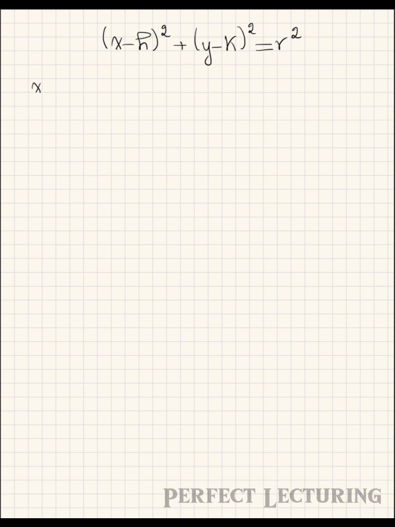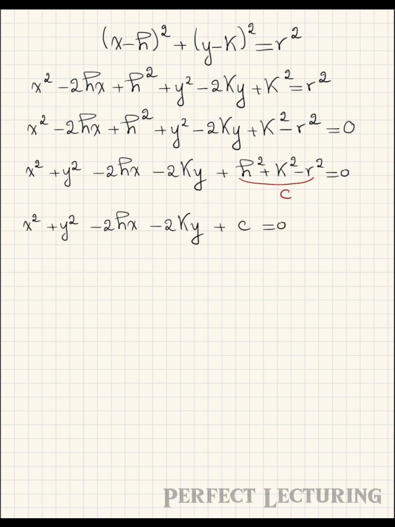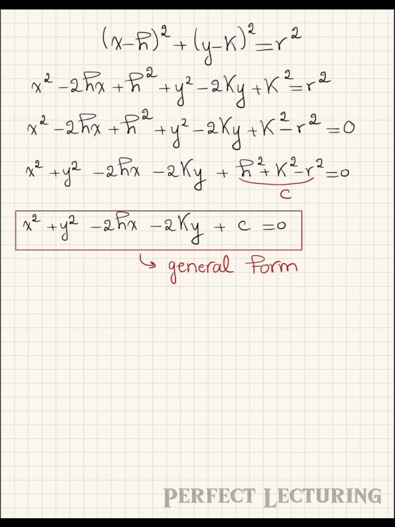So we get x squared minus 2hx plus h squared plus y squared minus 2ky plus k squared equals r to the power of 2. Let us bring r squared to the other side. Then let us regroup the terms of the equation and let h squared plus k squared minus r squared equal c. So we obtain the following equation. And this is the general form of the equation of a circle.